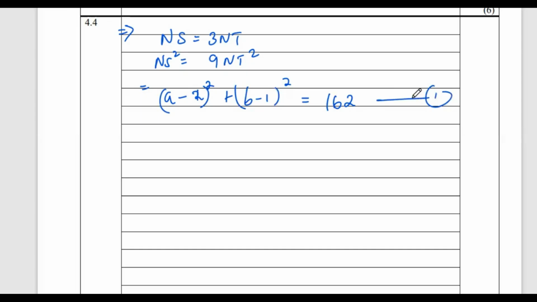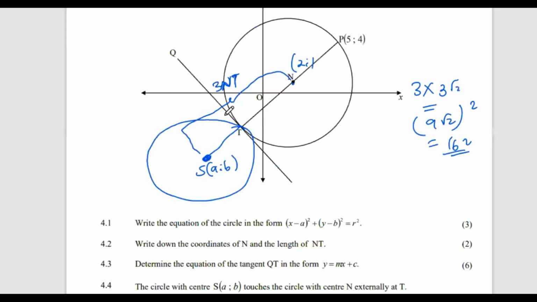But we know that NT and QT are perpendicular lines. If they're perpendicular, the product of the gradients will be −1. So if this is perpendicular, even this line will be perpendicular. Remember, our T was a negative.